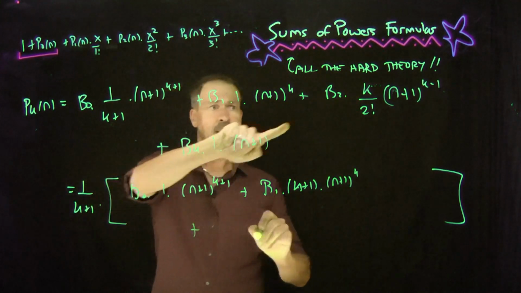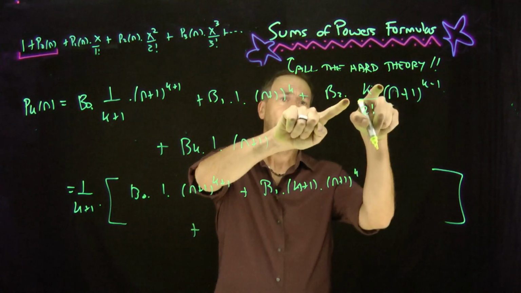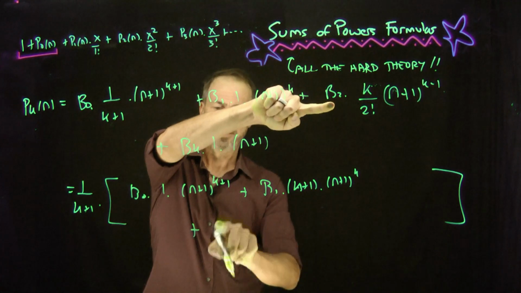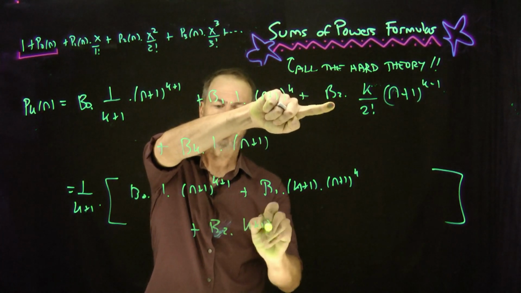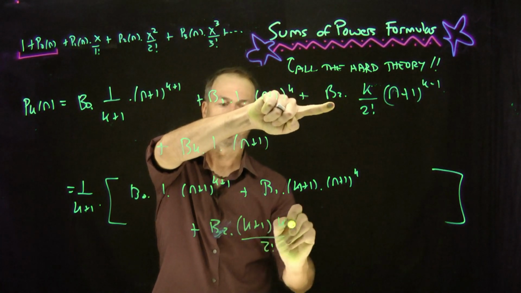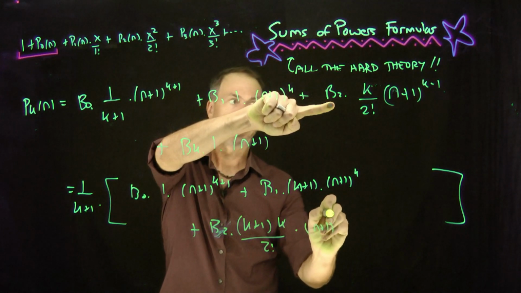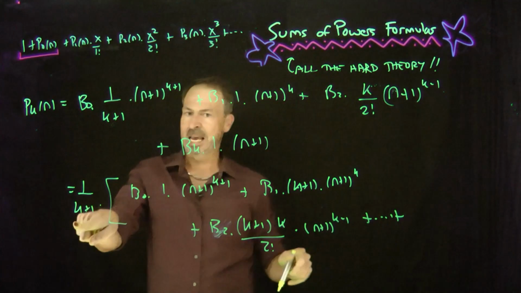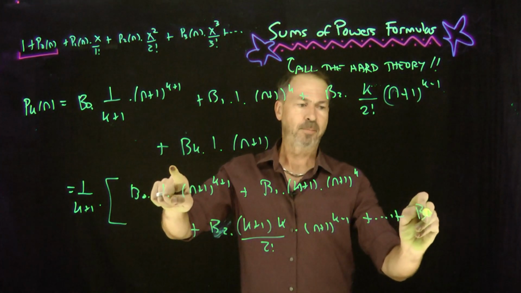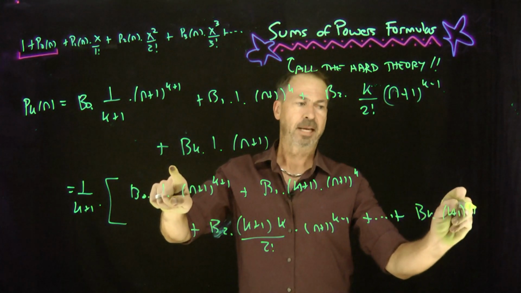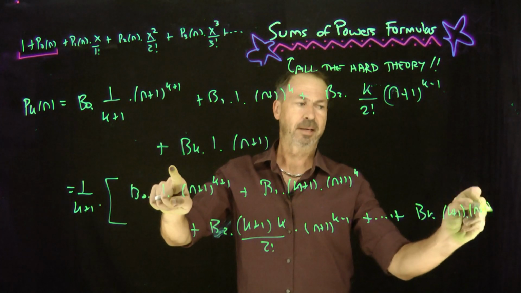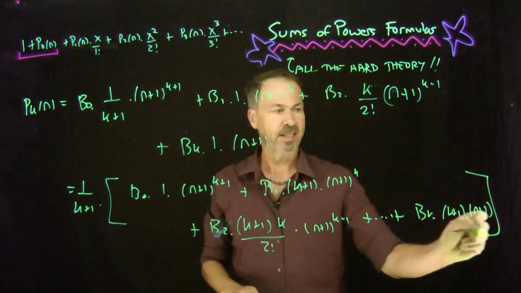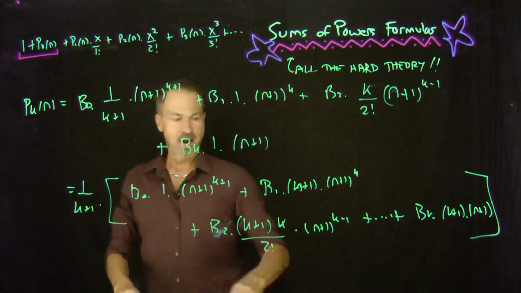I'll write down here. Pull out a k plus 1 from the bottom, because it's going to be k plus 1 on the top. b2, k plus 1 times k over 2 factorial, n plus 1 to the k minus 1, plus dot dot dot, give myself a bit more room. Pull out a k plus 1 from the bottom, because it's going to be k plus 1 on the top. bk, k plus 1, n plus 1 to the 1. Bingo. Hopefully that's still on the screen. All right.